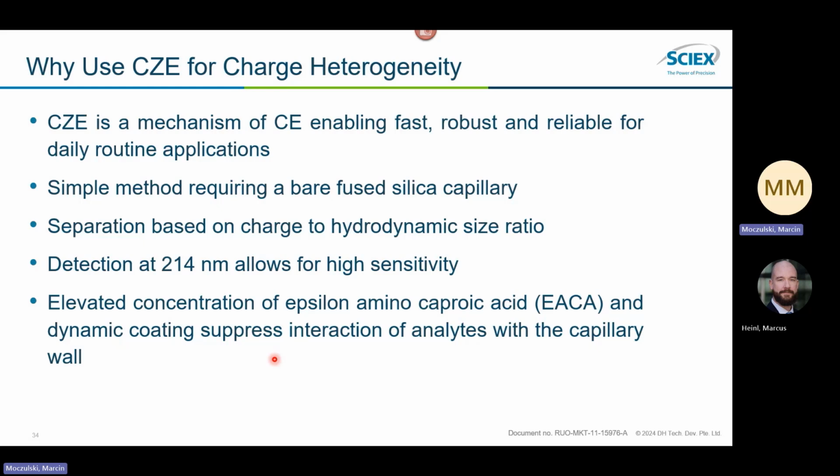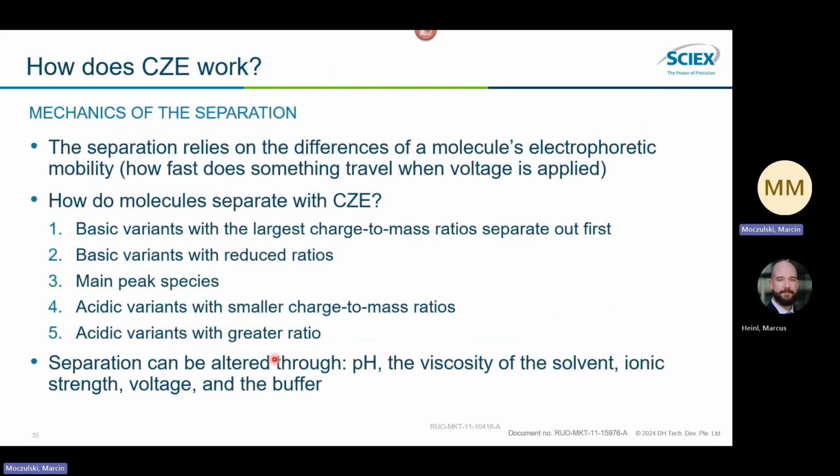However, neutral capillaries can also be used. Separation is based on mobility differentials, meaning the charge to hydrodynamic size ratio. Detection is designed for 214 nm, allowing high sensitivity. The method is based on an elevated concentration of epsilon aminocaproic acid, and dynamic coating caused by triethylenetetramine suppresses interaction between analytes and the capillary wall.